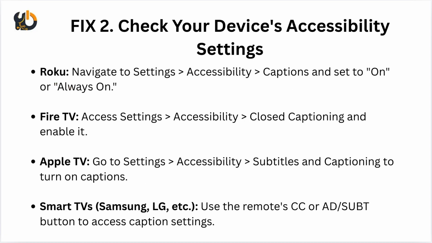Fix 2 is check your device accessibility setting. In Roku, navigate to setting, then accessibility, then caption and set to on or always on. In Fire TV, access setting, accessibility, closed captioning and enable it. In Apple TV, go to setting, accessibility, subtitle and captioning to turn on caption. In smart TVs like Samsung and LG's, use the remote CC or AD/sub-T button to access caption setting.